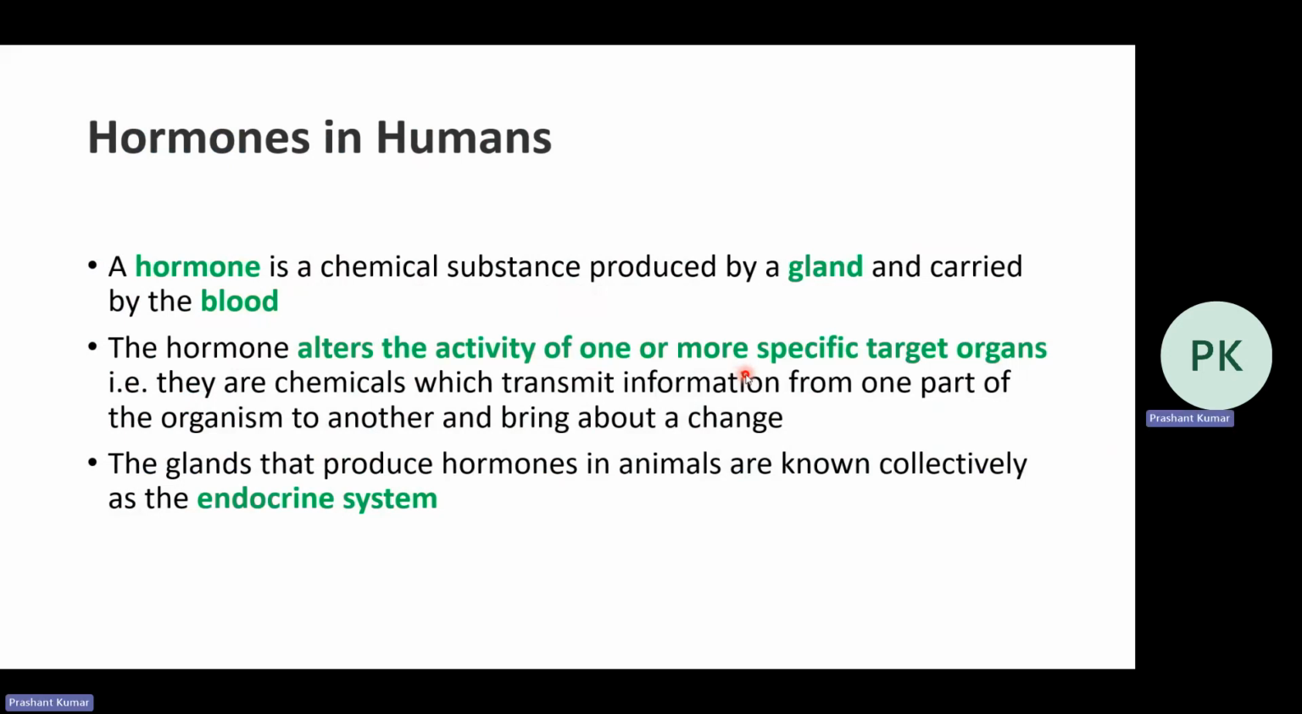Suppose insulin started converting glucose into glycogen. We have to stop this conversion at some time, right? That is very important. The body needs glucose, at least some amount of glucose must be there. So at that time, a different hormone is produced, which converts glycogen back to glucose. And all these hormones are collectively called the endocrine system.